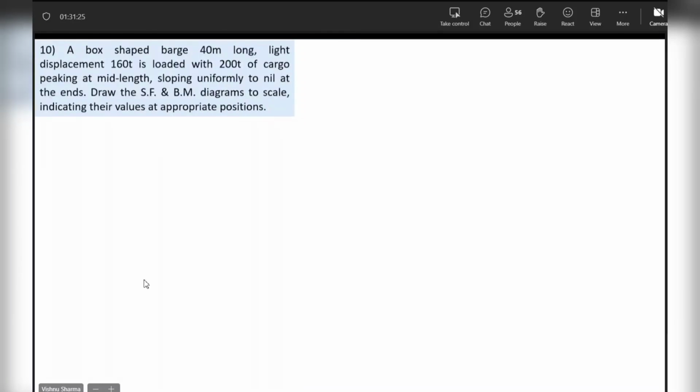A box-shaped barge, 40-meter long, light displacement 160 tons, is loaded with 200 tons of cargo, peaking at mid-length, sloping uniformly to nil at the ends. This is exactly similar to the previous question that we have done. Light displacement is known. Load displacement, loaded with 200 tons of cargo, that is also known. Now, this question has been intentionally put here. Problem here is there is no stowage factor. There is no breadth of the ship. So please pay attention to this question. I think it was in one of the MMD questions. I've intentionally taken it here.